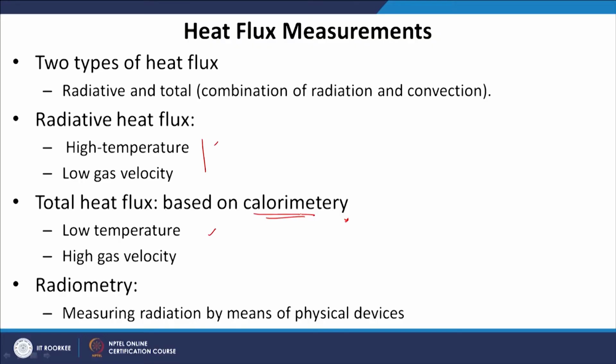In this case radiation may be a small fraction of the total heat flux, but we are interested in total heat flux. This total heat flux is measured based on the principle of calorimetry, and when temperature is high and gas velocity is low, we are mainly interested in measuring radiative heat flux. Radiometry is measuring radiative heat flux by means of some experimental devices, and the technique is called radiometry.